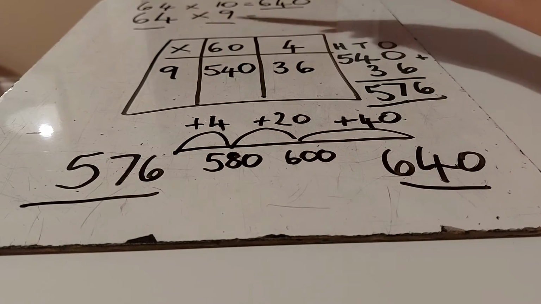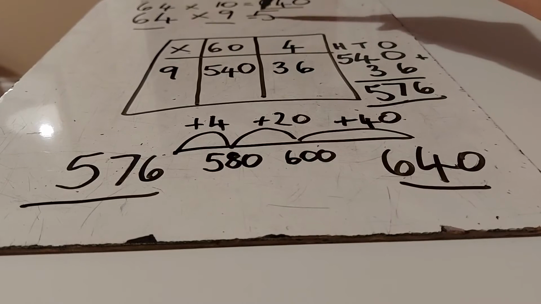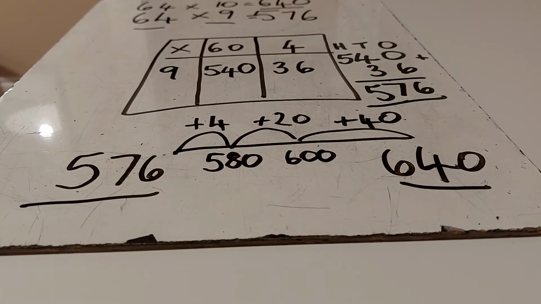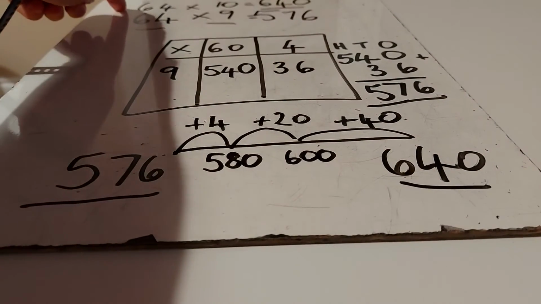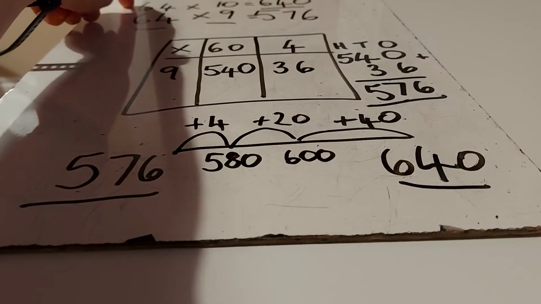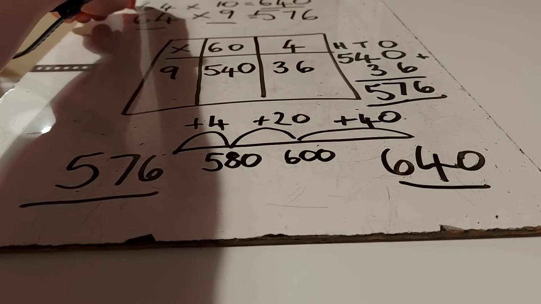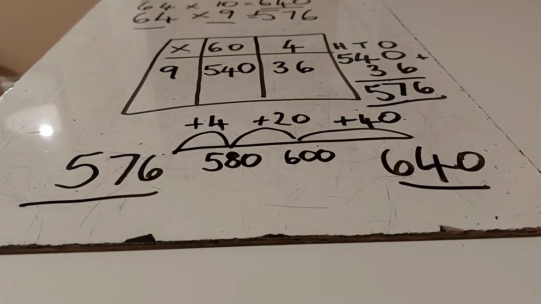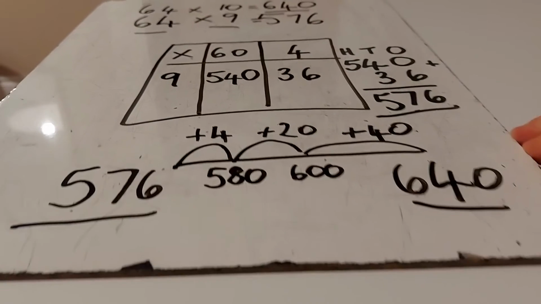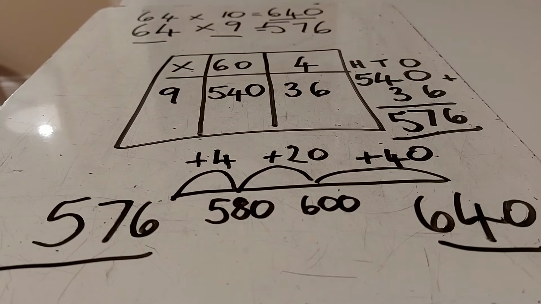So we know that 64 times 9 is 576. The reason there's a difference of 64 is because here it is another lot of 64. Now don't worry if you didn't follow that last part. It was just a wee bit of a challenge for some people who might have been able to follow that, okay?